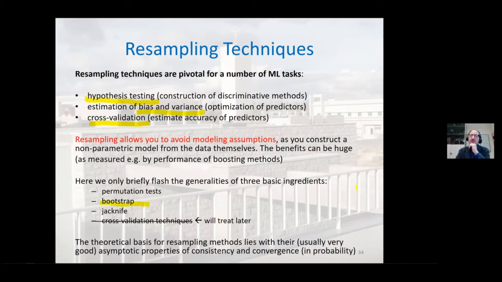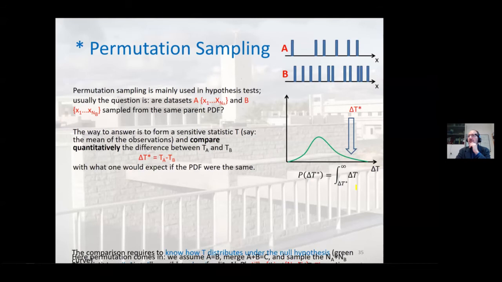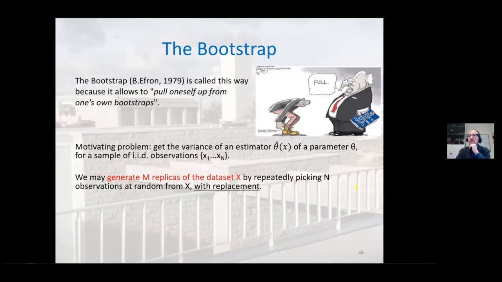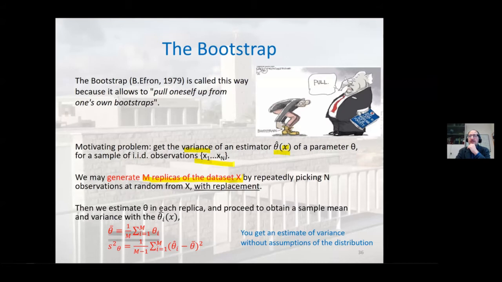So I'll just mention what the bootstrap is here, because we don't have time. This is what permutation sampling is. I won't go into that. The bootstrap is motivated by obtaining an estimate of the variance of an estimator constructed on some data X. And we do this by generating a number of replicas of the data set by repeatedly picking a subset of the observations at random from the set, with replacement. That is, if we have taken an example, we can take the example again multiple times. And then we can estimate the test statistic and the estimator.